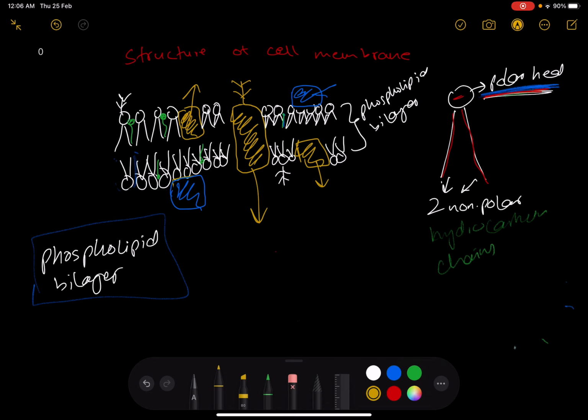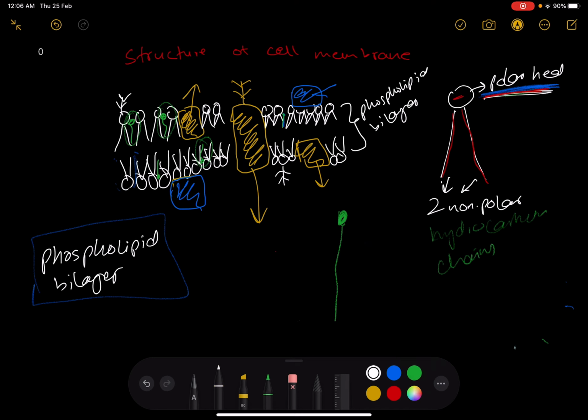Now, the last component of the phospholipid bilayer is cholesterol molecules. These are cholesterol molecules, the small green ones. The interesting thing about cholesterol is that it also has a polar head and a non-polar tail. So it actually helps to bind phospholipid molecules together, and it maintains the fluidity of the cell membrane.